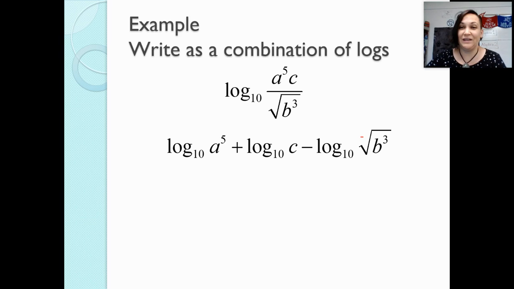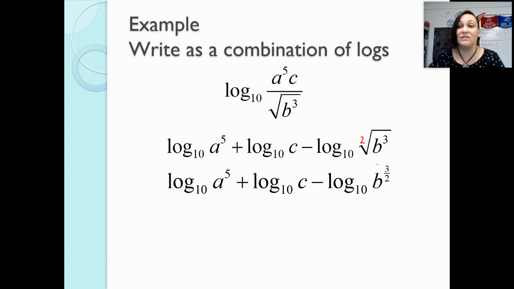Remember that there is an index of 2 on this. And so I'm going to put a 2 on the bottom of an exponent. So now it's b to the power of 3 over 2. The index goes below the fraction bar. And then if you want to, you can circle your exponents.